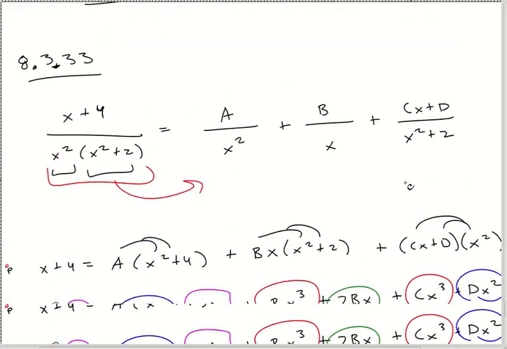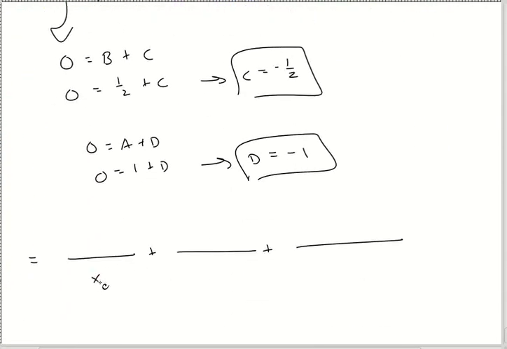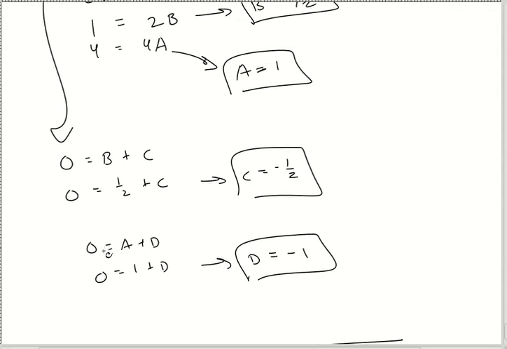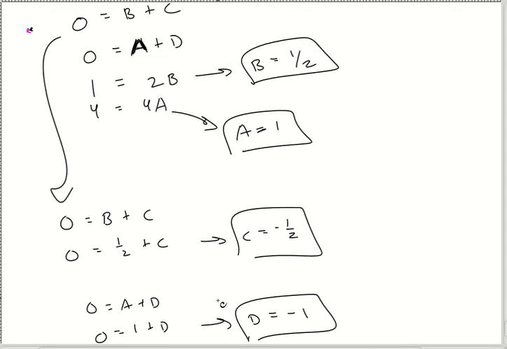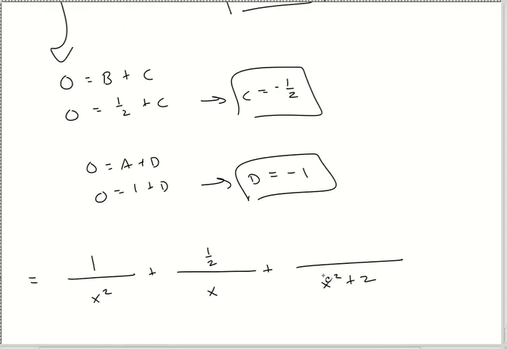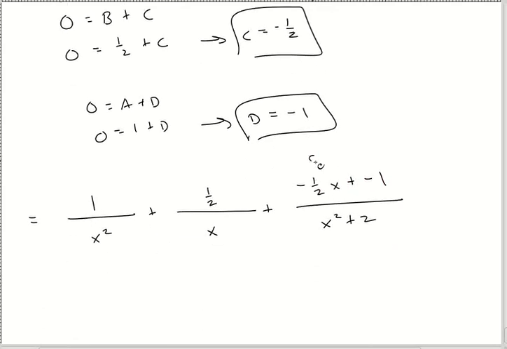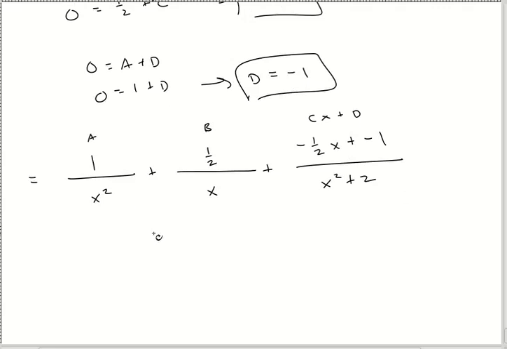X squared, X, and then the big guy. This had an A, that's a 1. This had a B, which was a half. This had a CX plus D. Just wanted to remind you. This is going to be incorrect. It is actually correct. Oh, hold on.